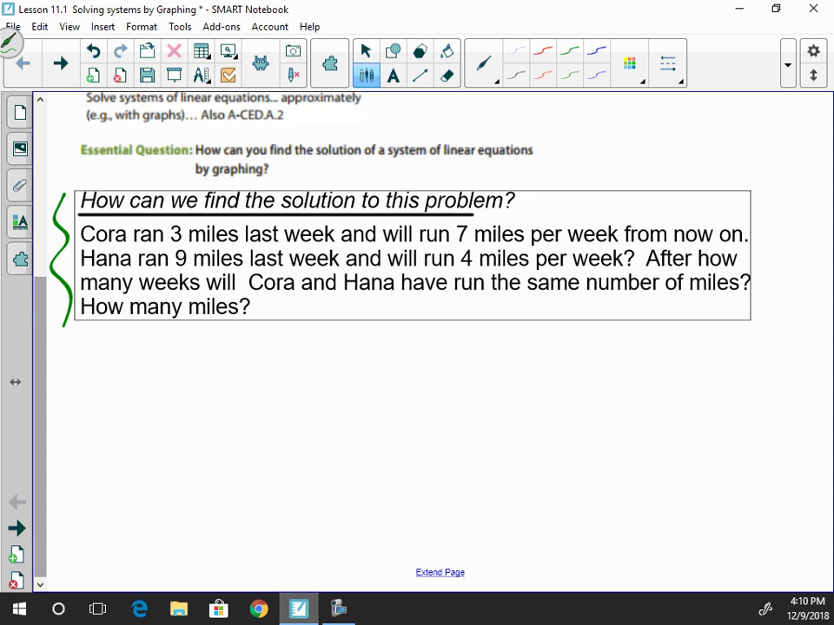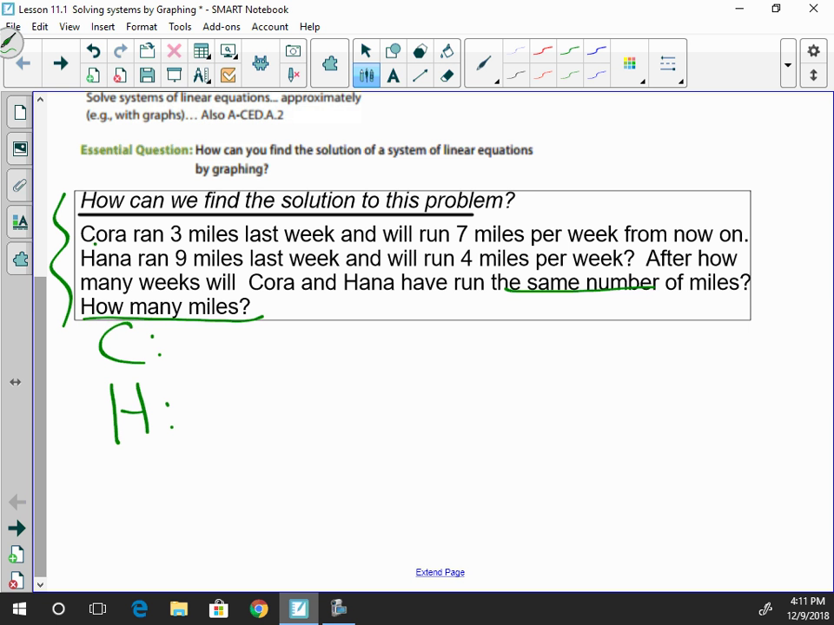Cora ran 3 miles last week and will run 7 miles per week from now on. Hannah ran 9 miles last week and will run 4 miles per week after that. After how many weeks will Cora and Hannah have run the same number of miles, and how many miles will that be? Well, let's separate both people's situation. Let's look at Cora's situation and let's look at Hannah's situation. And maybe we can write an equation for each one.